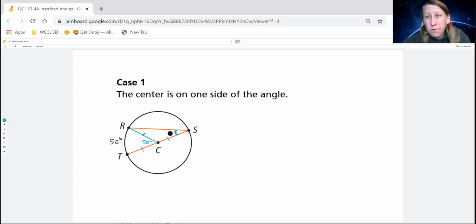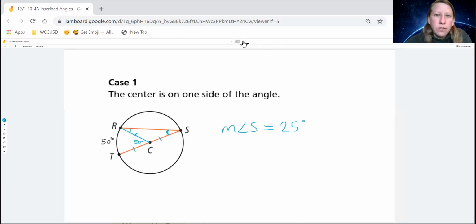It's a lot smaller than 50. How much smaller than 50? Well, the measure of angle S is 25. Why? Because these two right here are the same and they have to add up to the 50. So what's half of 50? 25.